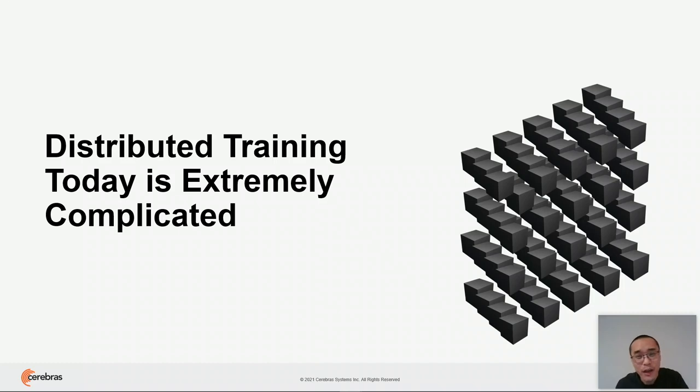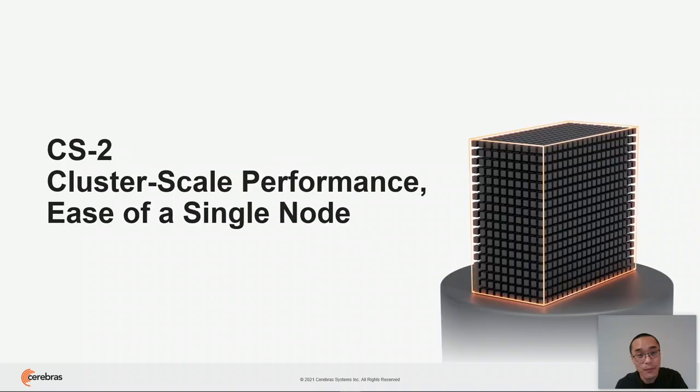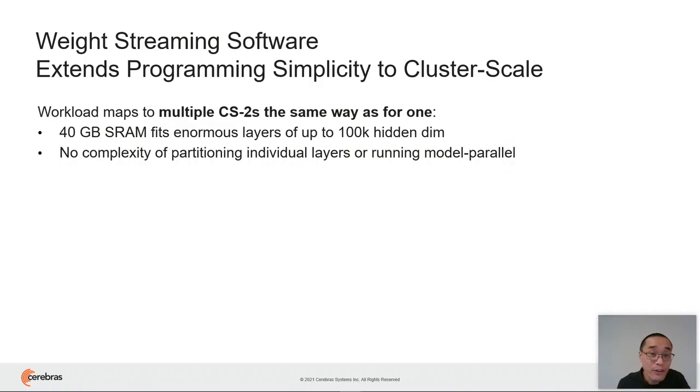The Cerebras approach, on the other hand, isn't just hiding this complexity, but rather the architecture is fundamentally simple because it's well matched to the problem. A single CS2 is just inherently simpler because it's a cluster's worth of compute in a single node. The weight streaming architecture then naturally extends that usability to multiple CS2 systems. And that's because our chip is massive enough to run entire extreme scale layers without partitioning.